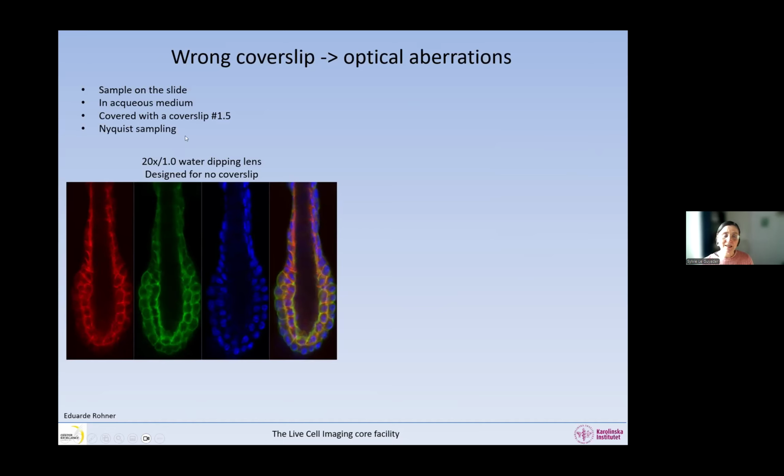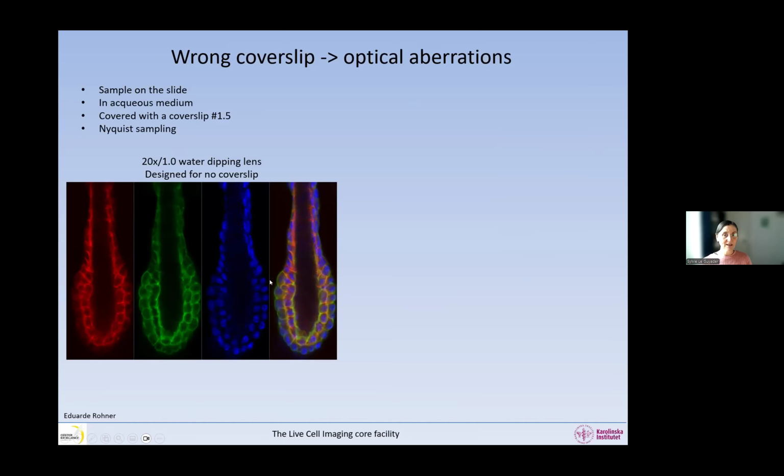And here we use an excellent dipping lens, the 20x NA 1.0. It's a water dipping lens from Zeiss. This lens is one of the white ones that I've shown you. It is designed to dip in the medium directly. There should not be any cover slip. These are the images that we're getting.